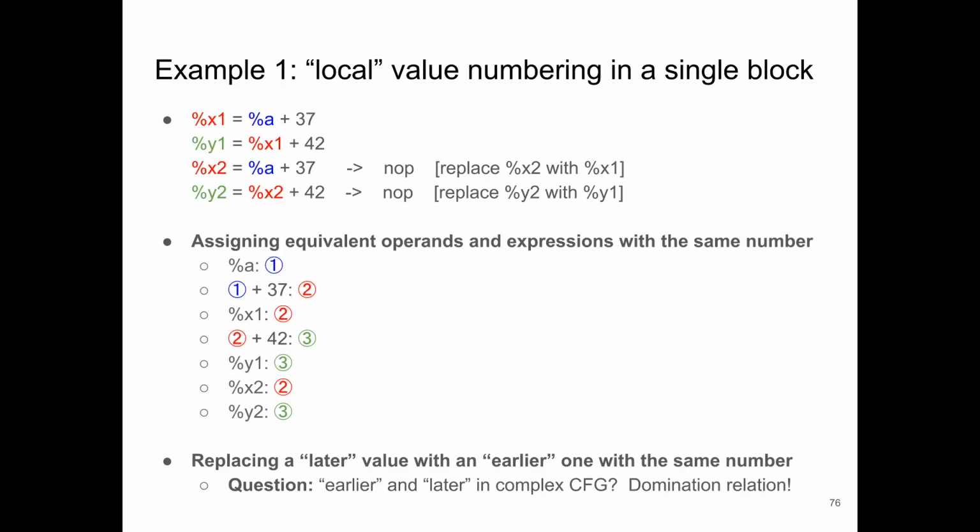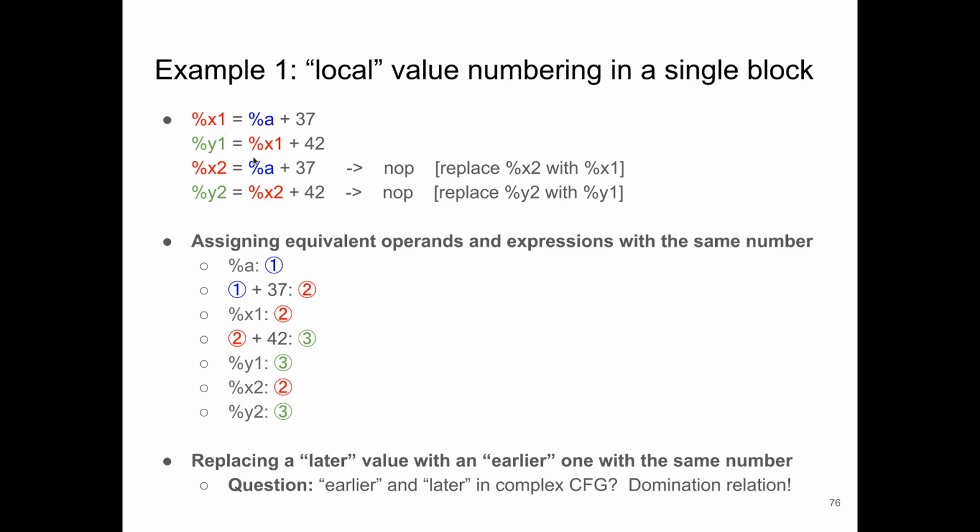Okay, let's explain global value numbering with examples, because examples are always the best way to learn something. As I said, global value numbering is a generalization of local value numbering, so we're going to look at local value numbering first. Suppose we have only one block here, and we are going to compute 4 instructions. First of all, we calculate a plus 37, provided that a is an argument to the function, and it is going to be x1.